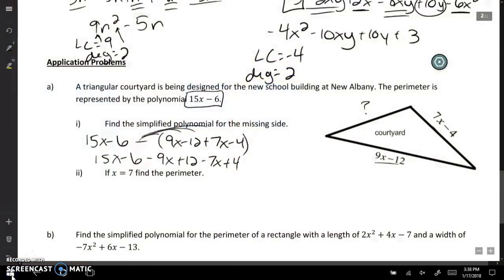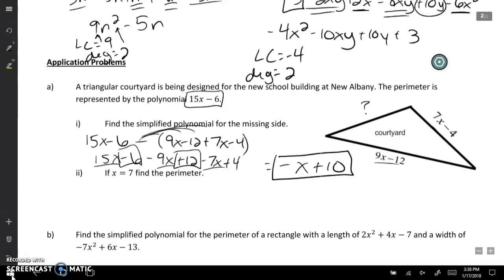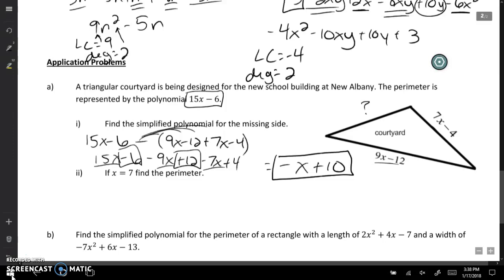Combine all of my x's. I got 15x minus 9x is 6x. 6x minus 7x is negative x. Negative 6 plus 12 is 6. 6 plus 4 is plus 10. There is my missing side. Okay. What you could have done is you could have also done 15x minus 6 minus the 9x minus 12 and got an answer, and then taken away 7x minus 4. You'll get the exact same thing.